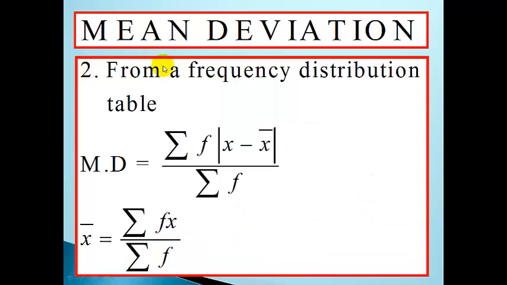Now we have mean deviation from a frequency distribution table. The mean deviation is given by the summation of f times the magnitude of x minus x bar, divided by the summation of f, where x bar, the mean, will be equal to the summation of fx divided by the summation of f.